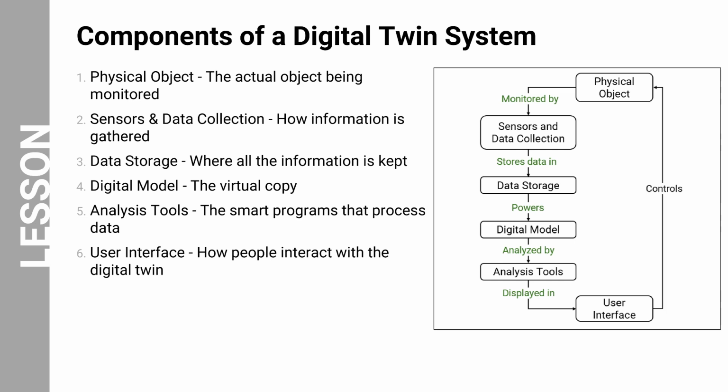Now let us look at some of the important components of a typical digital twin system. At its foundation is the physical object being monitored, complemented by sensors and data collection methods that gather essential information. This data is stored in dedicated storage systems, which feed into the digital model, the virtual copy of the physical asset. Analysis tools consisting of smart programs process this data to generate insights, while the user interface provides the means for people to interact with and control the digital twin system.